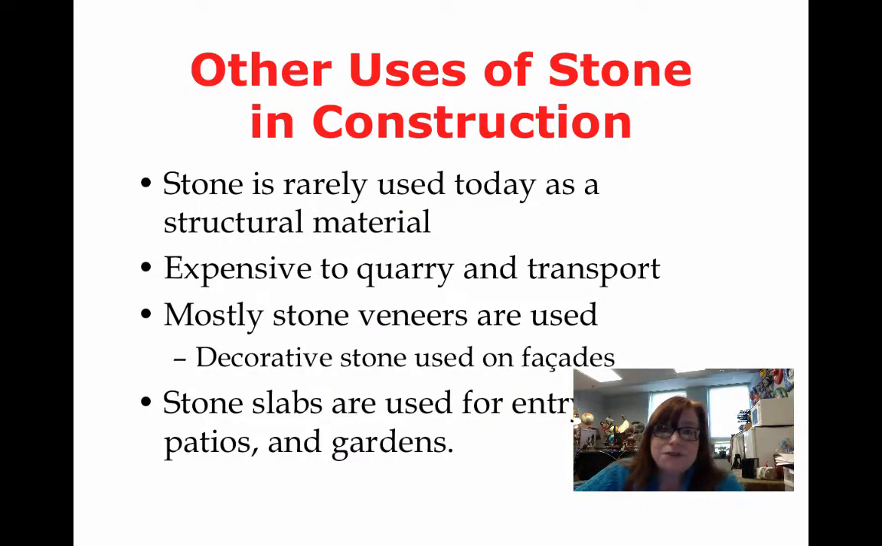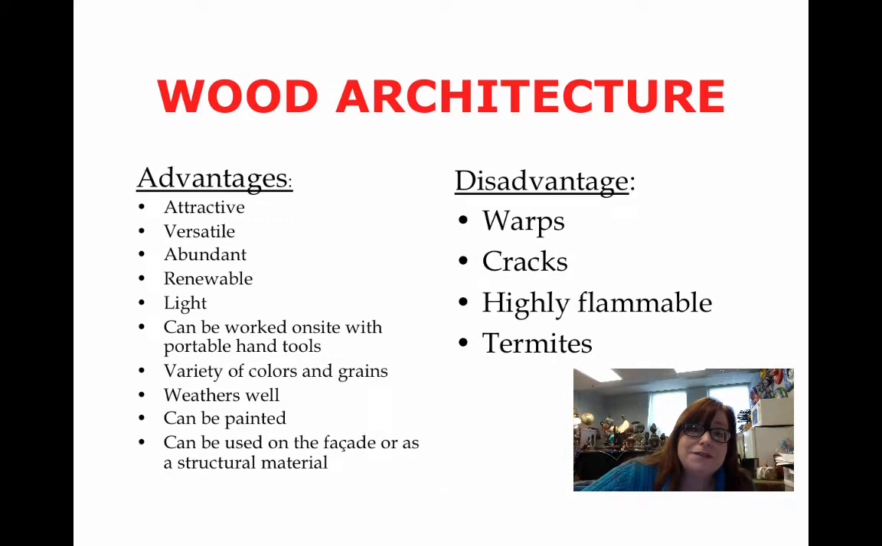So, other uses of stone in construction. Today we don't use it a lot because it can be very expensive to quarry and transport. So instead, what we often use are stone veneers, which would be very, very thin stone used as a facade. And generally today, stone slabs are used for entry halls, for patios, and for gardens.